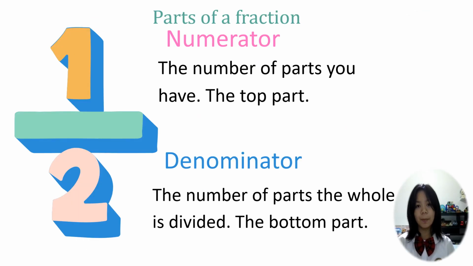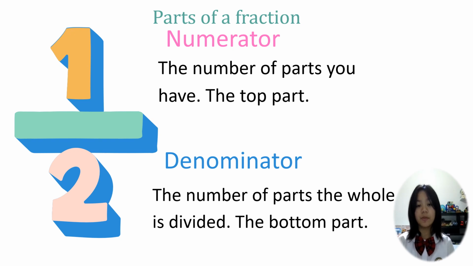If you notice the example of fractions I have given a while back, it has the top part and the bottom part. These are parts of a fraction. The top part is called the numerator, which is the number of parts you have from the whole. And the bottom part is the denominator, which shows the number of parts the whole or group is divided.